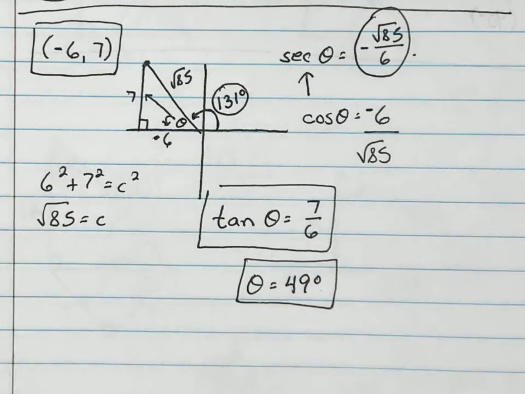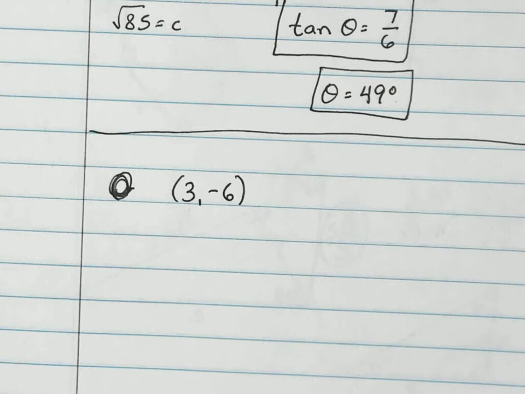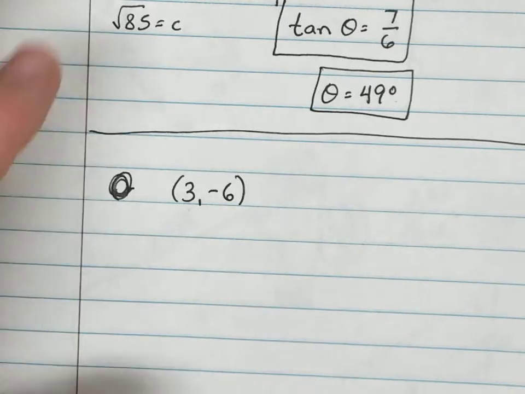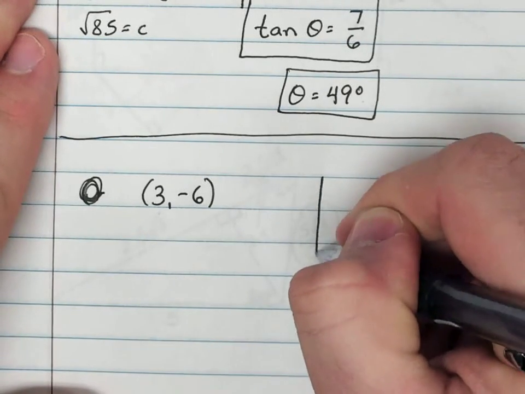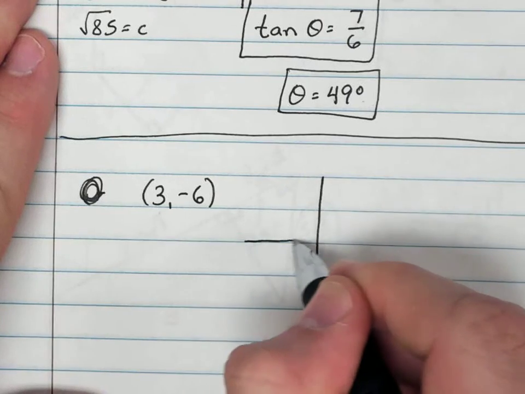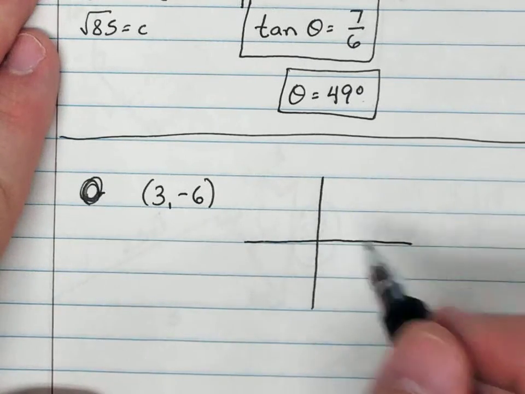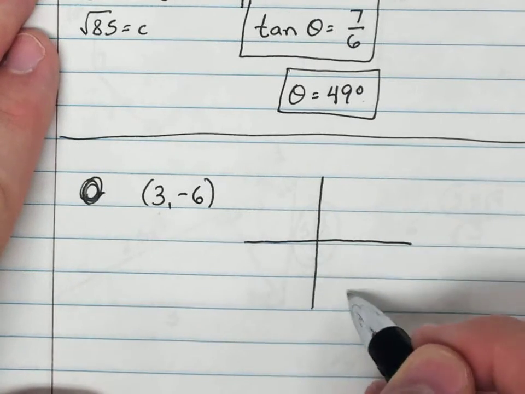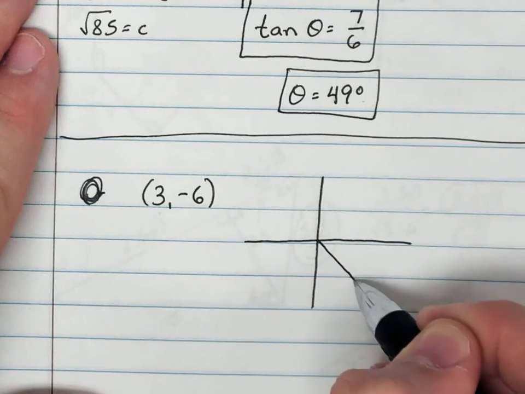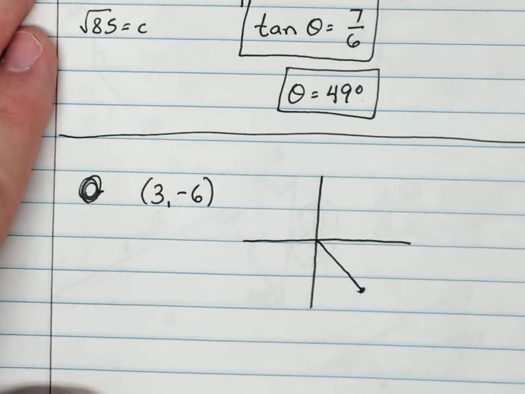Are there any questions? Let's just do 3, -6, and let's say that I'm just wanting the angle. You're not finding sine, cosine, or tangent, I just want an angle. So here's how you'd find that angle. Plot the point, make sure you know what quadrant it's in. Over 3, down 6, it's somewhere down here. It doesn't matter as long as you're in the right quadrant.